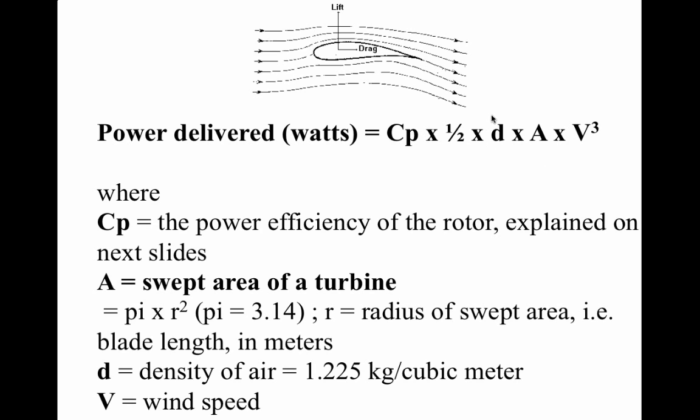Again, related to the density. Why is the density important? Because the density of air is different at sea level than on top of mountains. And when it's hot in the summertime, it's less dense. When it's cold in the wintertime, it's more dense. And that actually has an effect on the power output of a wind turbine.